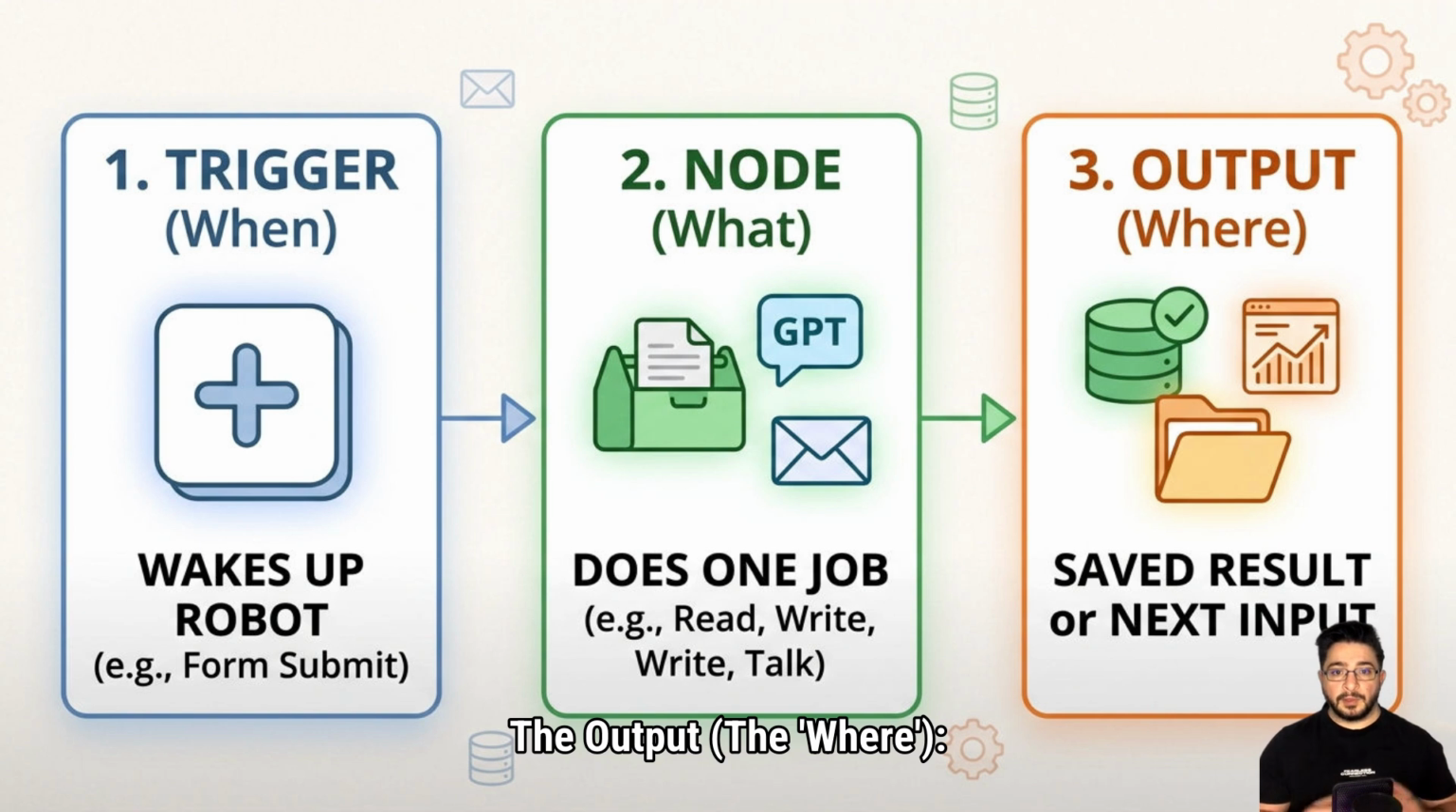3. The output, the where. This is where the results go. After the nodes have worked, they need to save their work or show it to you. The output of one node becomes the input for the next. This flow of information is what makes everything work.